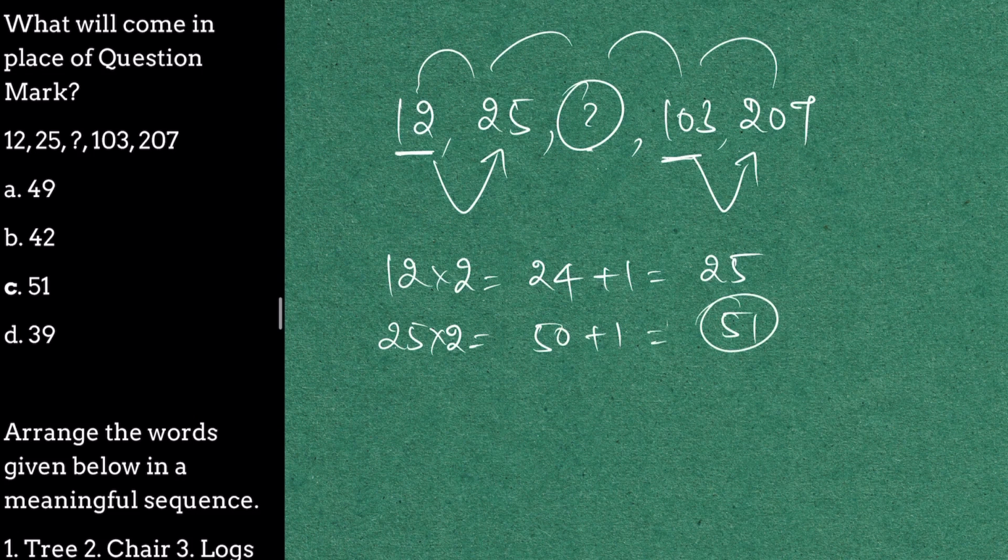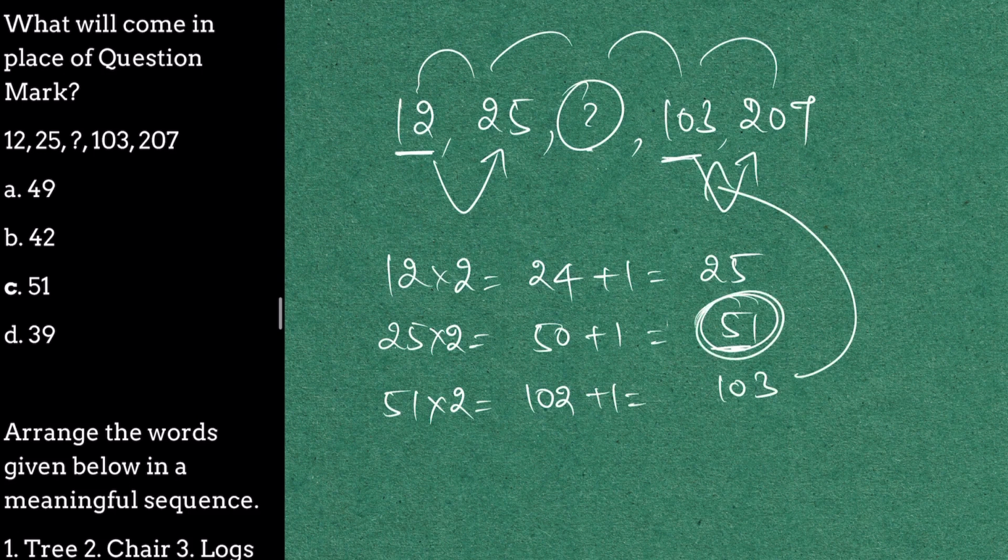Hopefully our missing number. Let me continue assuming this is our missing number. 51 multiplied by 2 would be 102. 102 plus 1 would be 103, which is already present in the series. So therefore, 51 is in fact the right answer. That would be option C. Moving on.